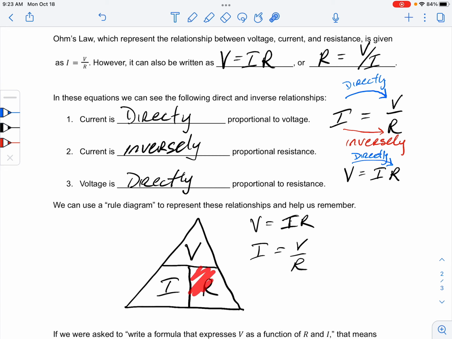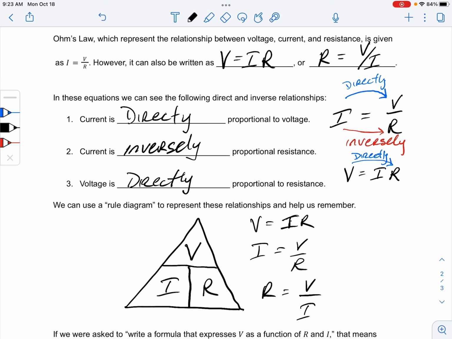My third equation, if I cover this one with my thumb, if I cover R, that gives me the equation R equals V over I. And those are my three equations that I can get from this diagram.